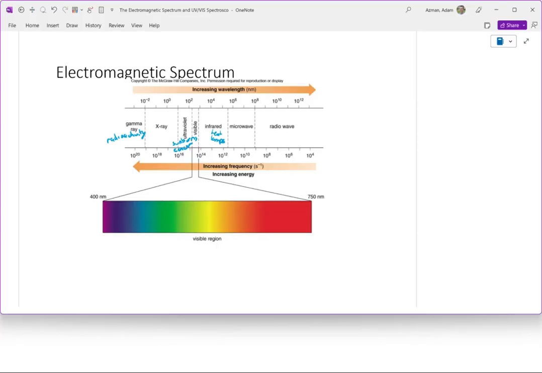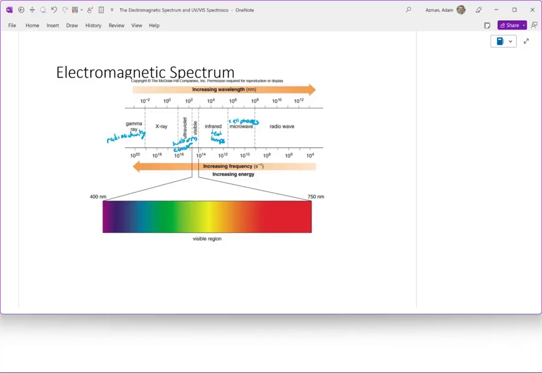Microwaves are what we use in our microwave ovens. Interestingly, also, cell phones operate in this frequency band. And then finally, radio waves, just like we listen to in our car. The radio wave spectrum is at the right end of the spectrum.